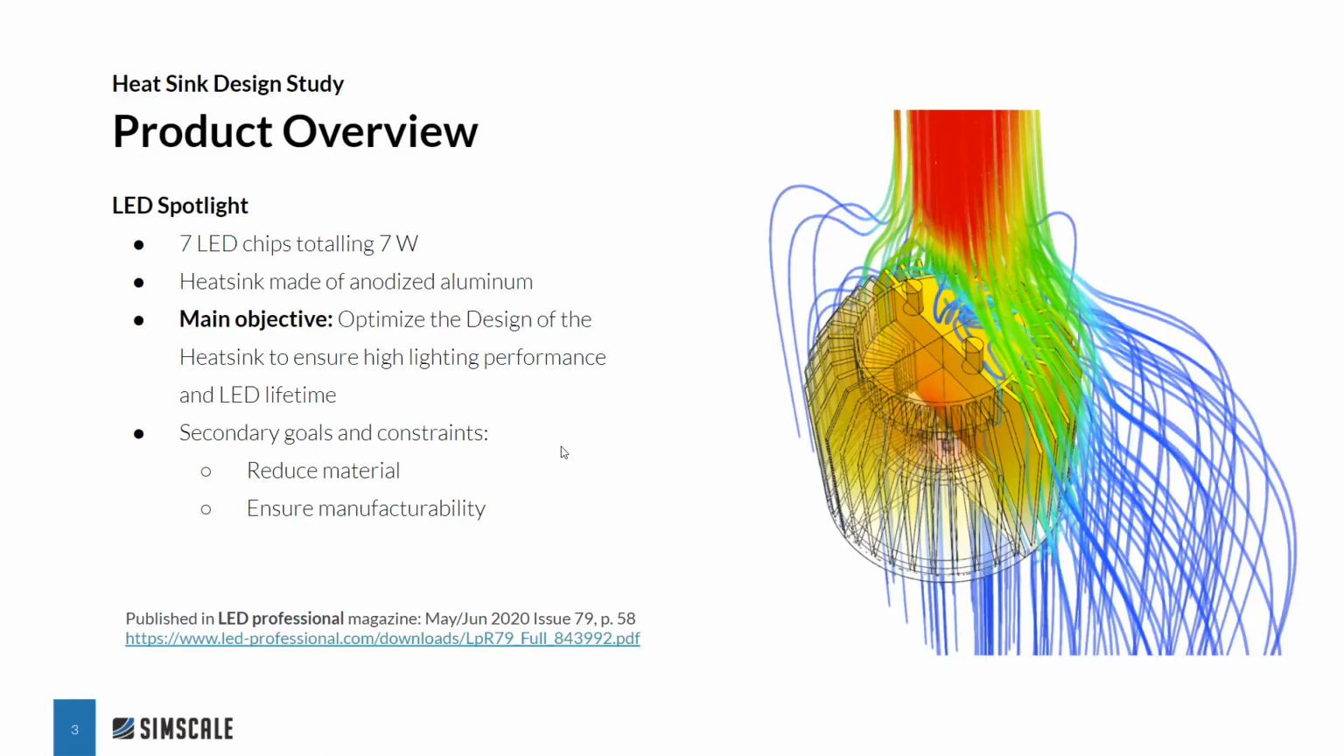So here's a little rundown of the project details for this CHT application. We're going to be looking at a LED module with 7 LED diodes or chips totaling 7 watts of dissipated heat. And the objective is, as I said earlier, to optimize the design of the heatsink, ensuring the best quality lighting performance as well as the LED lifetime. And really the result of interest that's going to indicate both of these two parameters is the junction temperature of the LED. So that's really going to be our result of interest.